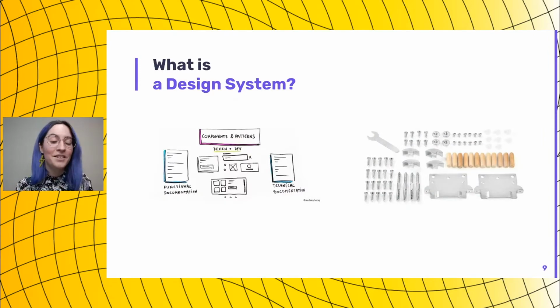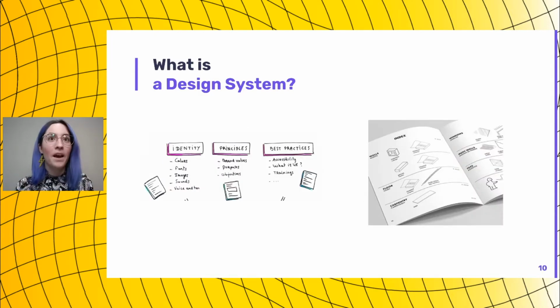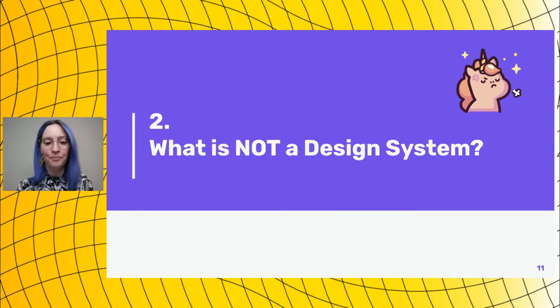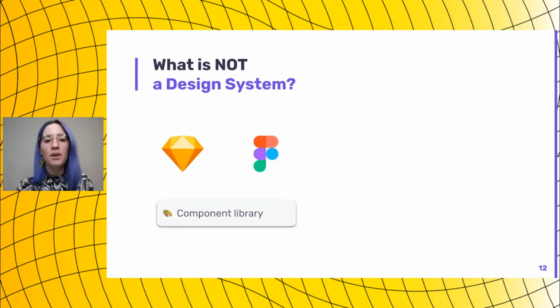The fact is, having a components collection, a UI kit, is like having those IKEA pieces. And the identity, principles, and best practices correspond with the user's manual. This brings us to the next question. What is not a design system? So remember all the things that I have told you.